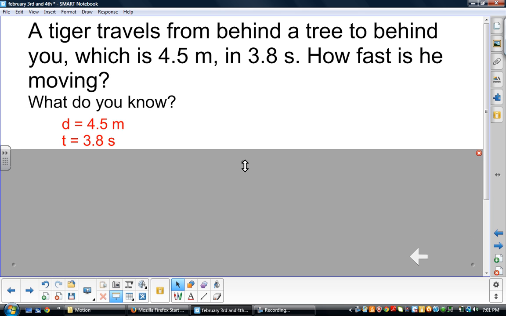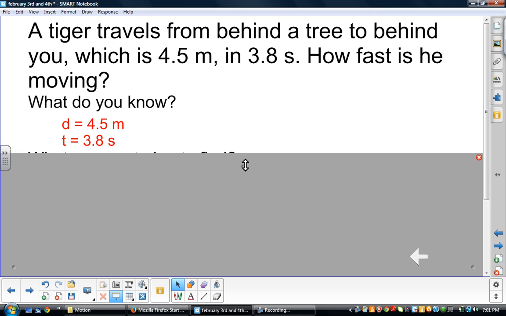What do you know? We know that distance is equal to 4.5 meters and the time is equal to 3.8 seconds. Look what I did here. I didn't just write down 4.5 meters. In other words, I didn't make it look like this. This is bad. That is not telling me what you know. All that is writing down numbers. You have to identify what those numbers are. 4.5 meters, that's distance. 3.8 seconds, that's time.